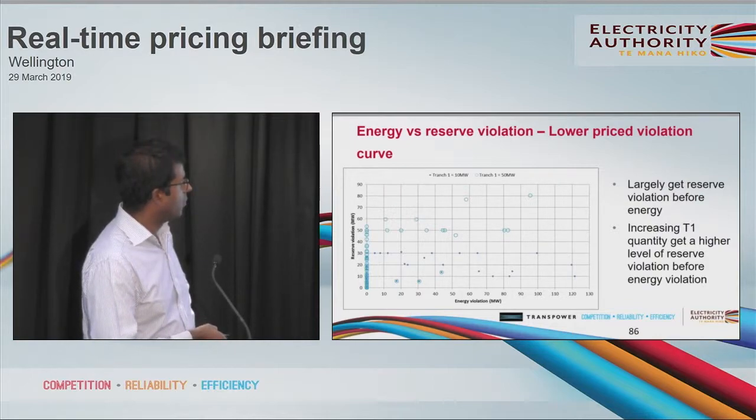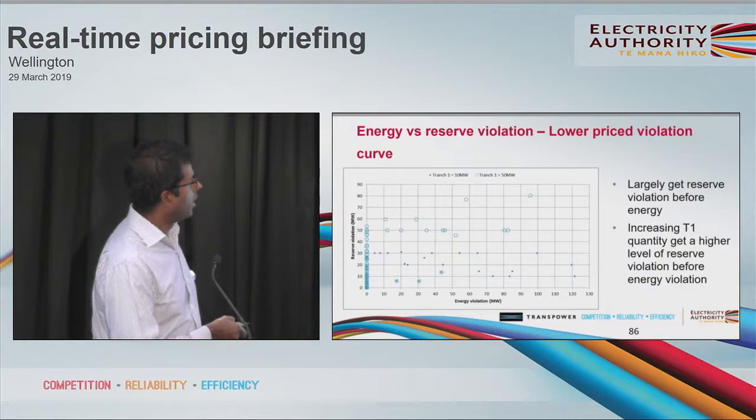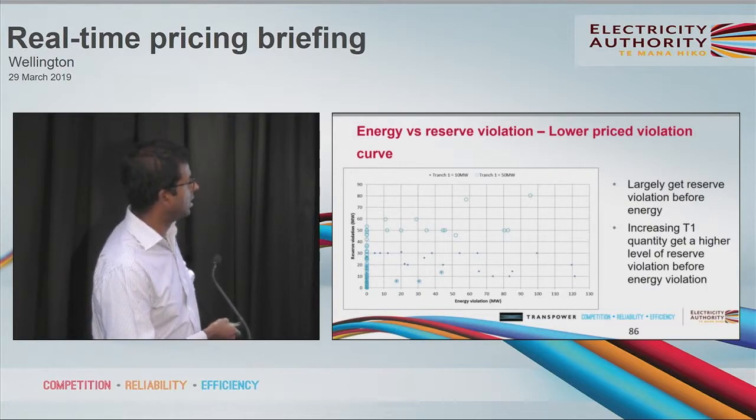In some instances, we get energy violation with reserve violation in the first tranche. The first tranche is 10 megawatts. For the other scenarios, we tend to get energy violation when the reserve moves out of the first tranche. So increasing T1, the tranche 1, which is the hollow circles, we tend to get a higher level of reserve violation before we even trigger energy. So that's why there are all these jumps up here.